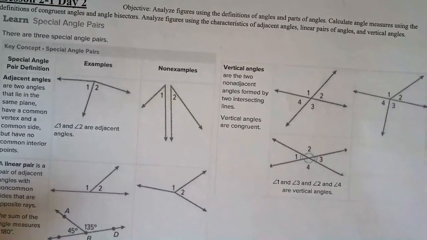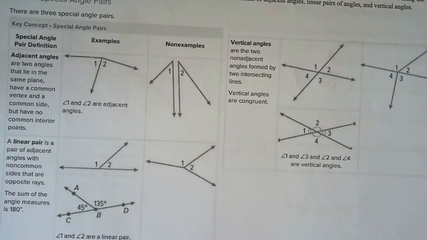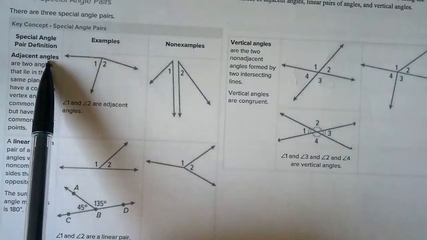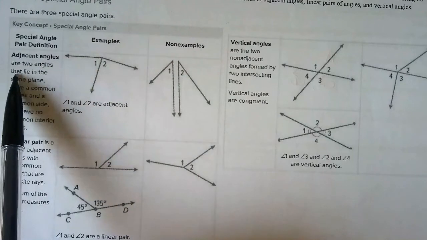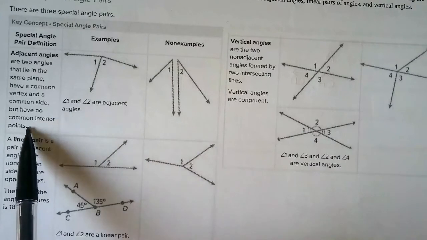All right, so day 2 is where we start talking about some more specific angle pairs. And these are pretty important because they keep coming back over and over again. So adjacent angles are two angles that lie in the same plane, have a common vertex, have a common side, but no common interior points.